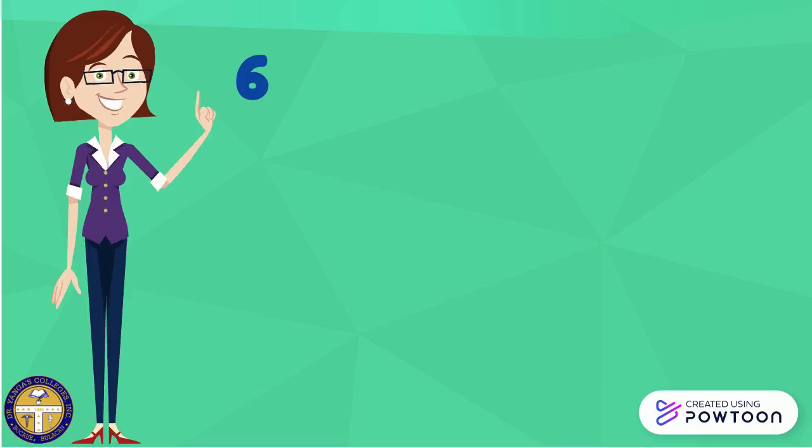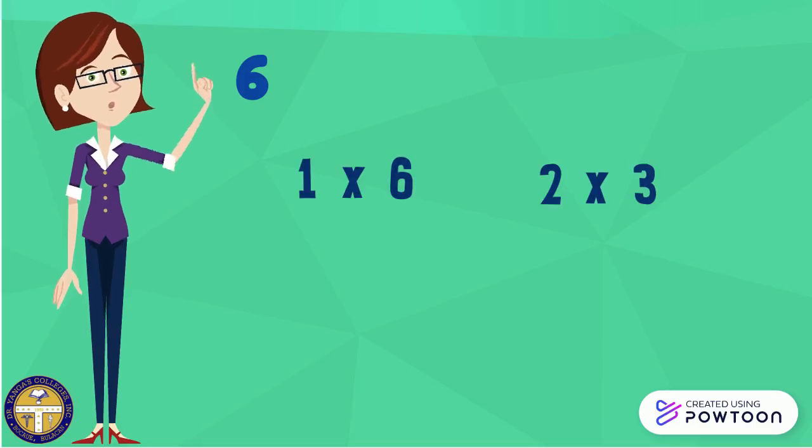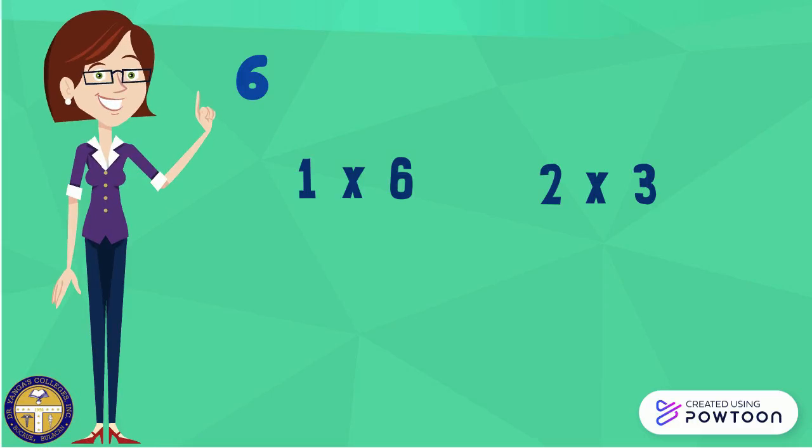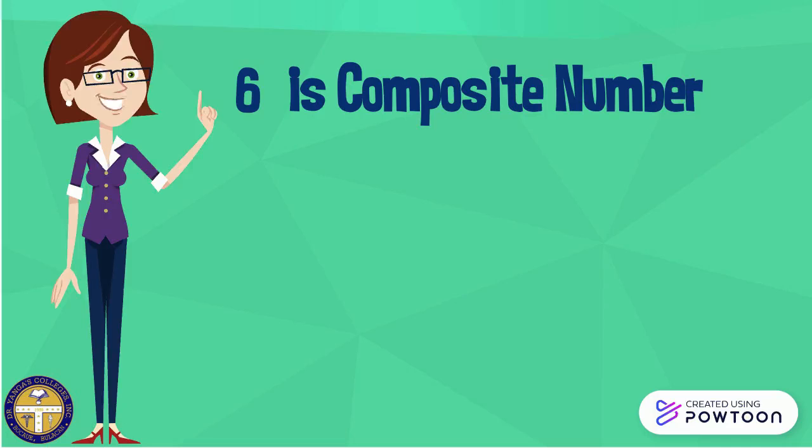Let's try to figure out the factors of 6. So we have 1 times 6 is 6, and we also have 2 times 3 is equal to 6. So the factors are 1, 2, 3, and 6. Therefore, 6 is a composite number.